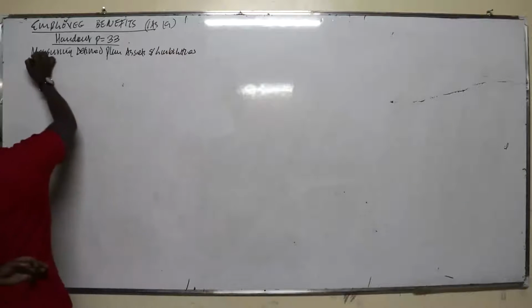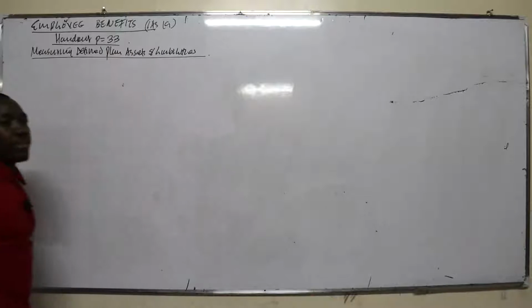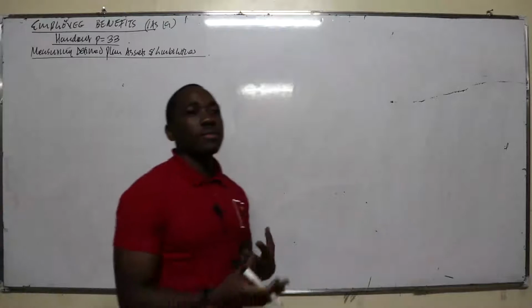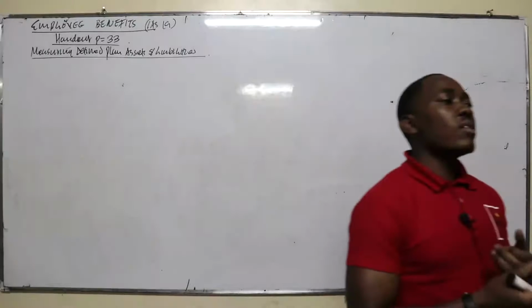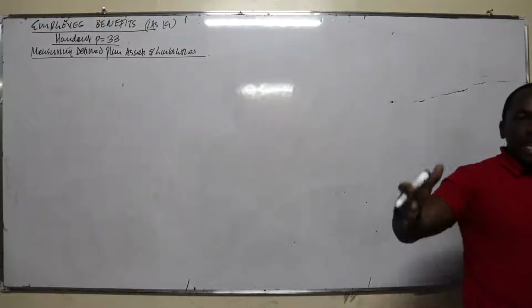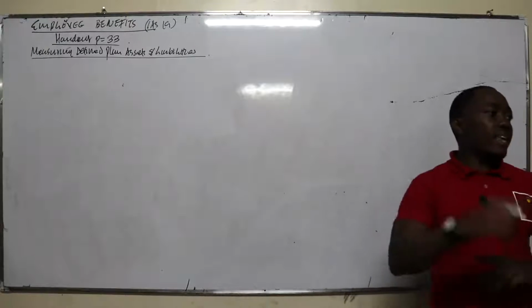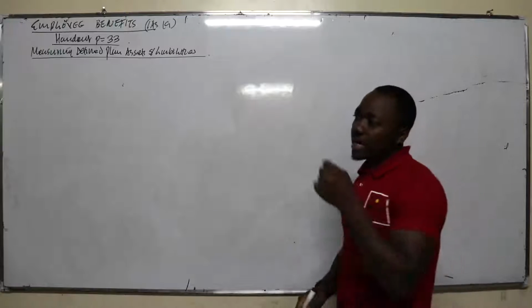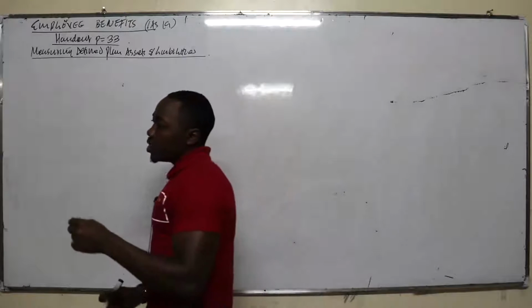So how do we measure plan assets and liability? In this case, you'll be comparing the carrying amount. What is the carrying amount? It's almost the same as net book value: the amount shown in the financial statement. Now, we'll be comparing that carrying amount against the market value. You determine whether there is a gain or a loss. That gain or loss is what we call the actuarial changes.